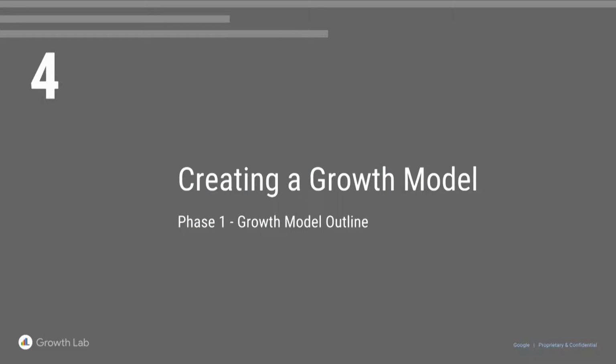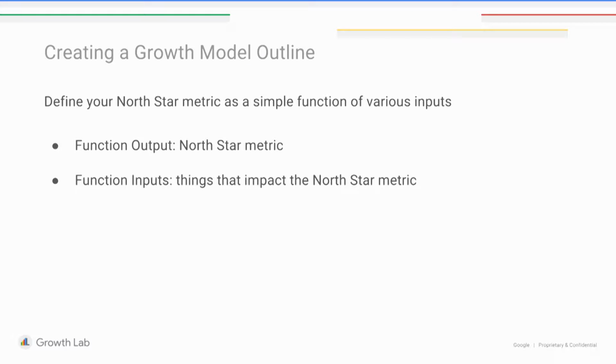Let's focus on the first part, which is creating the outline itself. The way to think about this is think of it as a function. The output of the function is your North Star metric. That's what you're trying to drive, and everything else are inputs into it. What are the things that impact the North Star metric?